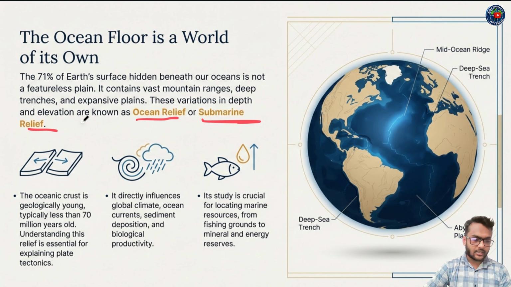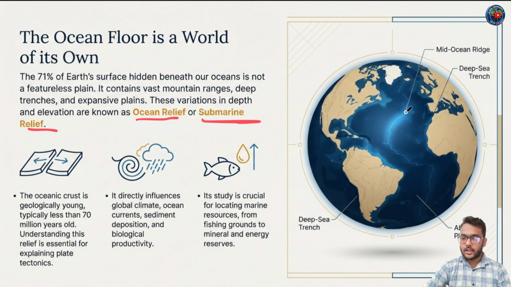The oceanic crust is geologically young, typically less than 70 million years old. Understanding this relief is essential for explaining plate tectonics. It directly influences global climate, ocean currents, sediment deposition, and biological productivity. Its study is crucial for locating marine resources from fishing grounds to mineral and energy reserves.